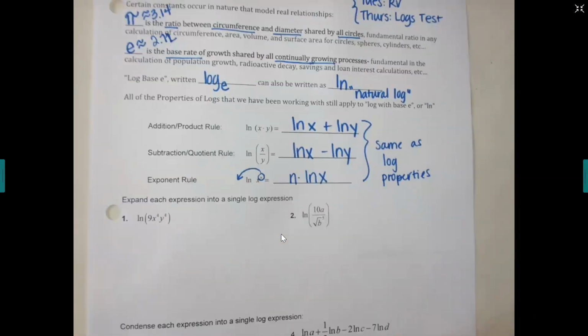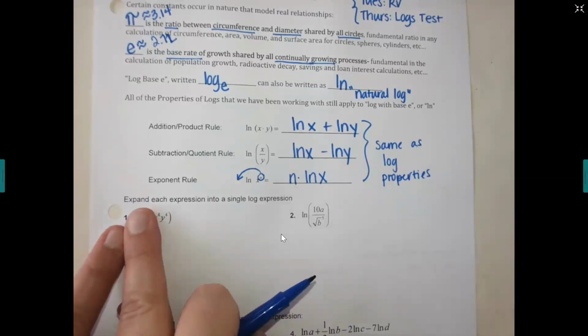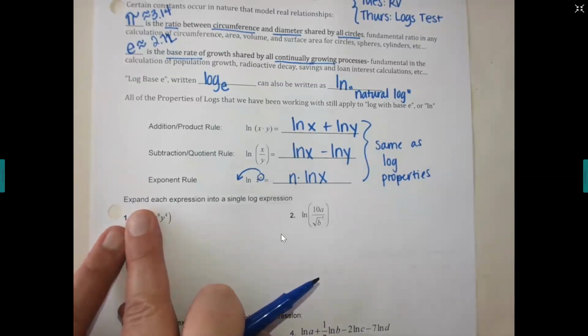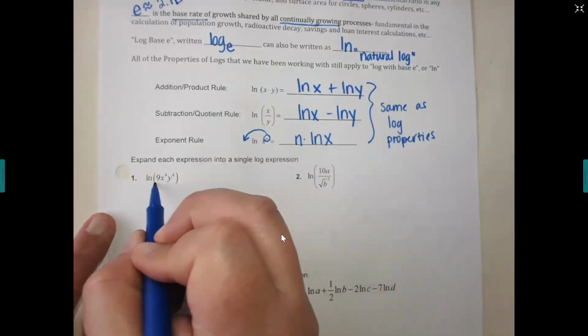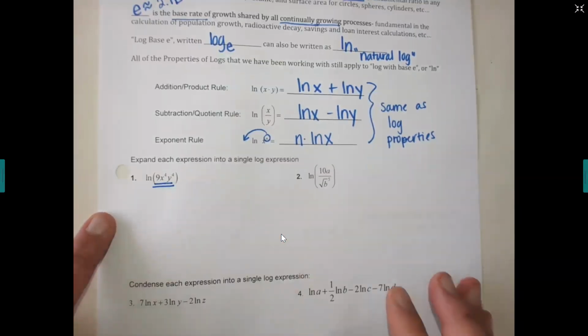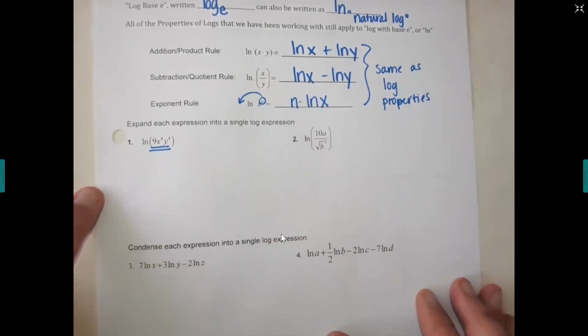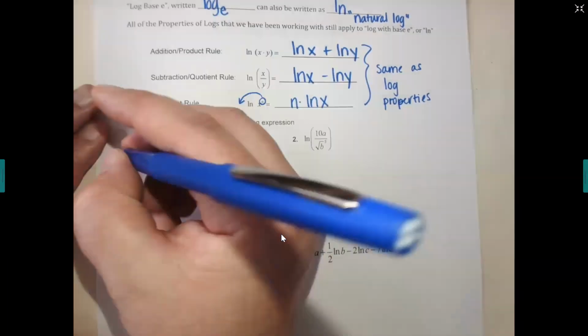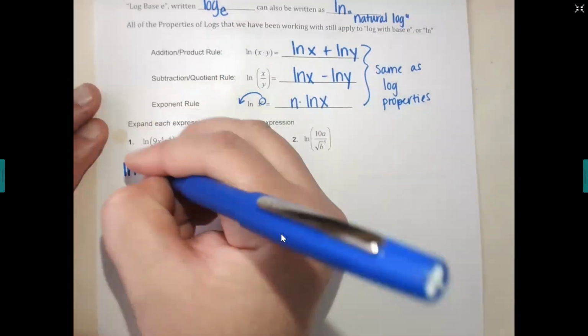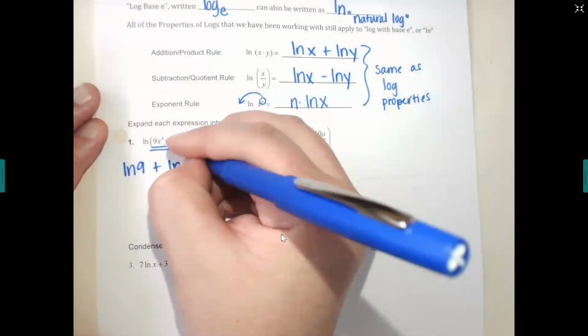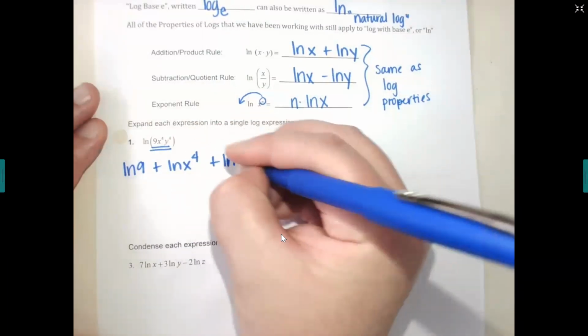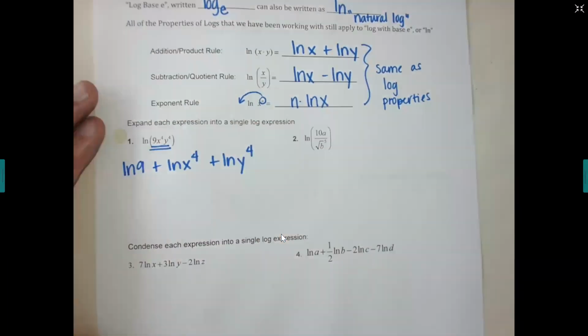So let's take a look at number one. We have a test on this next week, so we're gonna try to wrap up all the things we've learned. Expand means to break everybody down into their own log. So if that's a 9 times an x times a y, how will I separate them each into their own log? What operation will I use? Addition, so it'd be ln 9 plus ln x4 plus ln y4. Am I done?